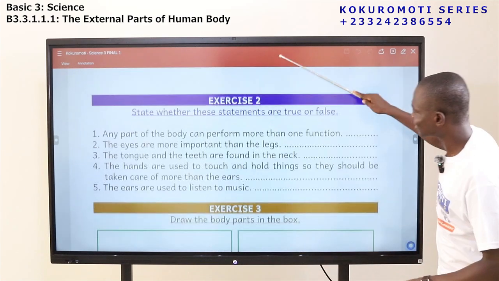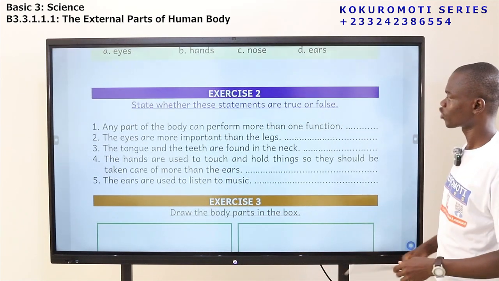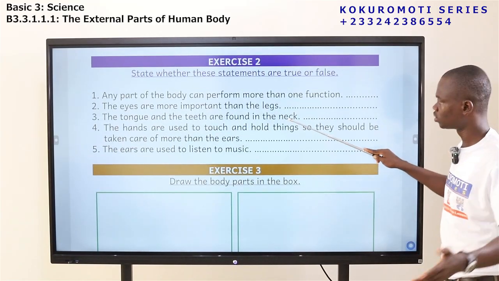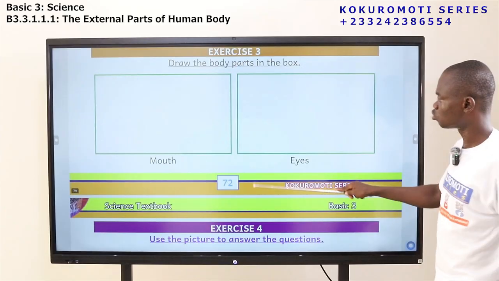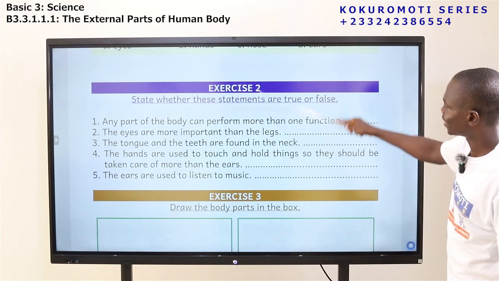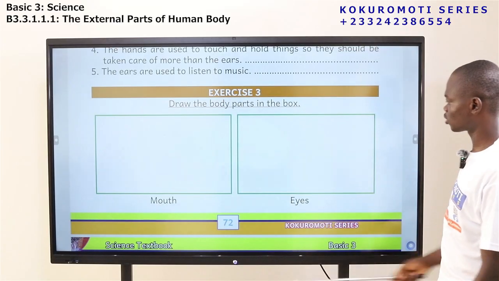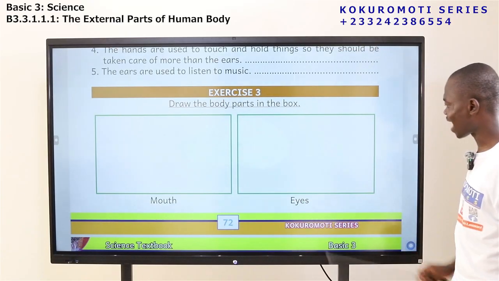Now the other exercises. Exercise 2 is here. So you look into your exercise book or your textbook. You can find it at page 72. Then you do exercise 2, exercise 3. Draw the body parts in the box. So you draw the mouth, you draw the eyes.